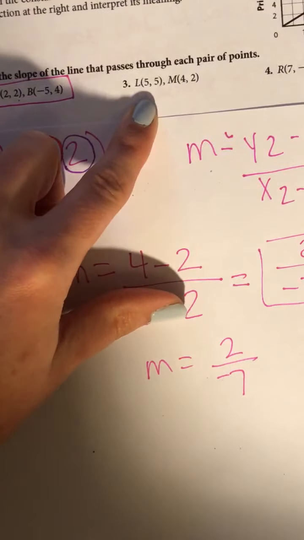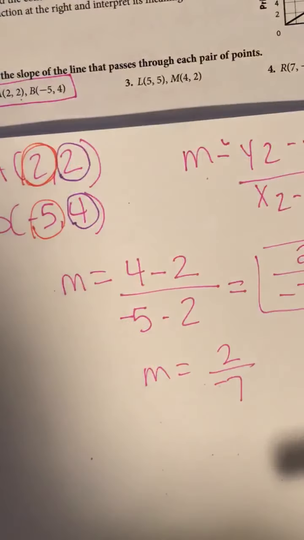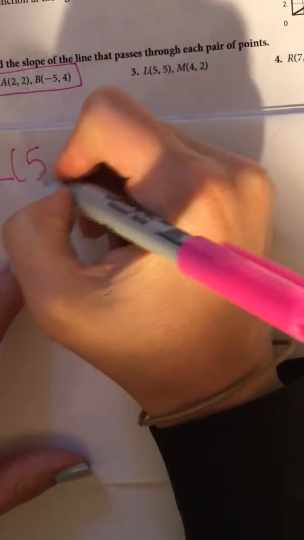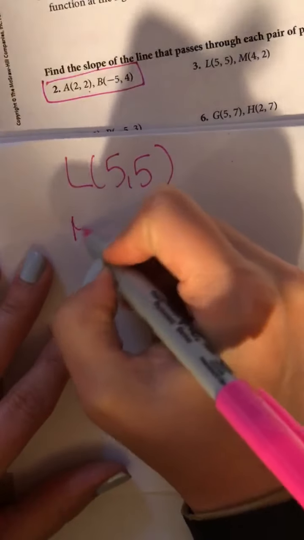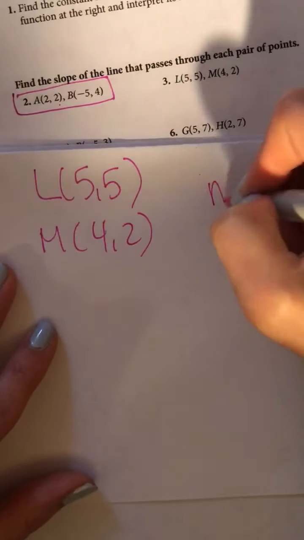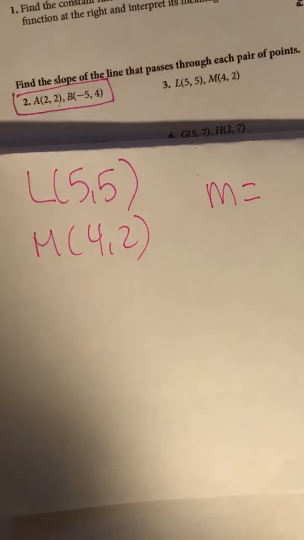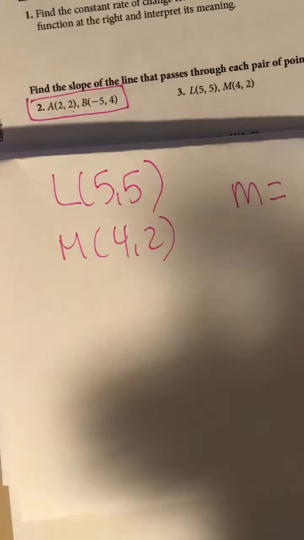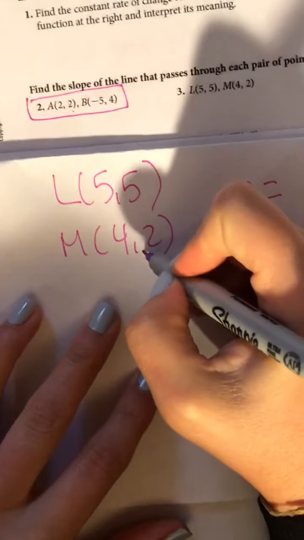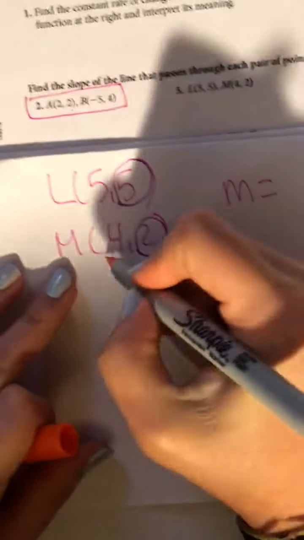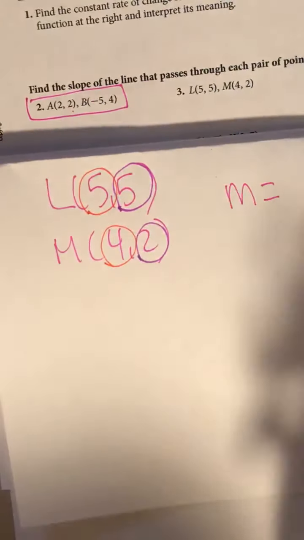The point L is (5, 5) and the point M is (4, 2). So let's try that. So we have L, which is (5, 5), and we have M, which is (4, 2). And we're going to use this formula, right? So let's identify our x1, x2, y1, y2. So this is my y2, this is my y1, this is my x2, and this is my x1, okay?